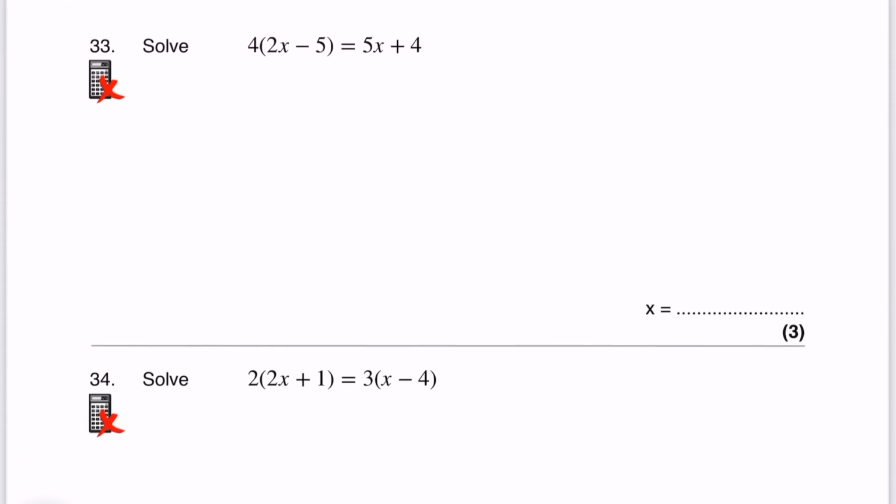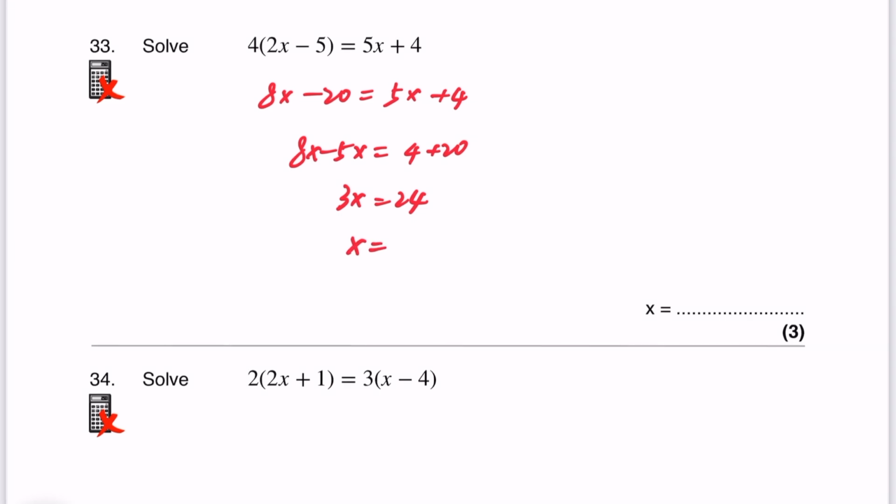This is a very similar question as the last one that we saw. We're going to try to simplify the left-hand side by expanding the bracket. 8x minus 20 equal to 5x plus 4. We're going to do the rearrangement of the algebraic expression and the constant value at the same time. 8x minus 5x equal to 4 plus 20. 3x equal to 24. So the final answer will be x equal to 24 divided by 3, which is 8.